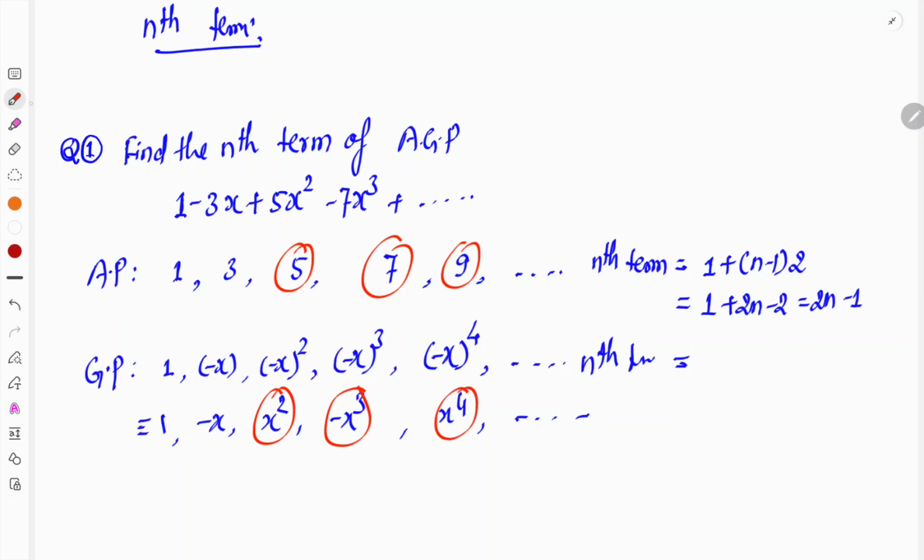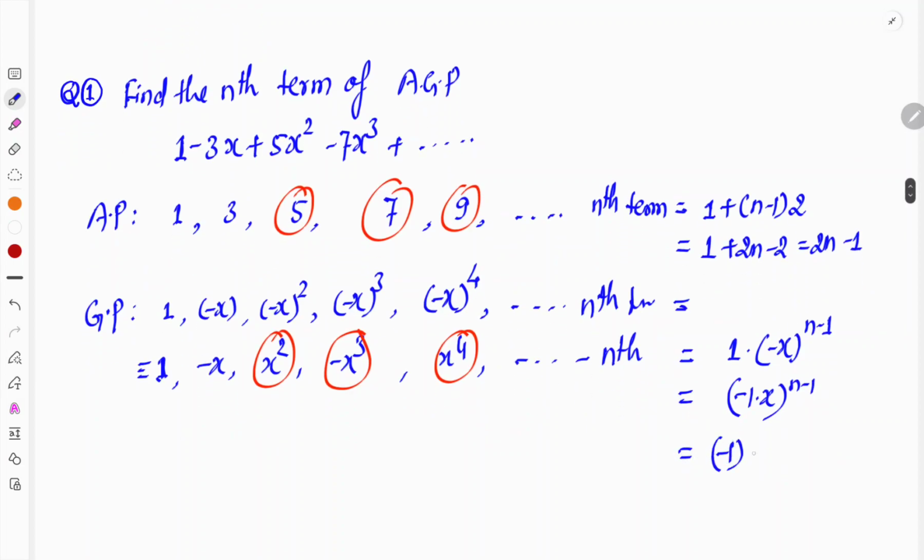Okay, so the nth term will be what? Nth term, because it is in GP. You will say, sir, first term 1, common ratio minus x by 1 means minus x. So first term a into r power n minus 1: minus x power n minus 1. Okay, hope so clear to everyone. So shall I write like this one? Minus I will take it outside, so I can write minus 1 into x, whole power n minus 1. So it will come as minus 1 power n minus 1 into x power n minus 1.